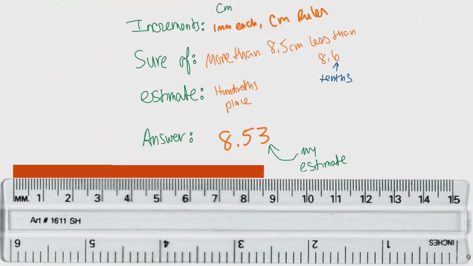All right, if you did this correctly, we get a line segment that is 8.53 centimeters long. Each one of these increments here is a millimeter, and so I was sure that it was 8, 8.1, 8.2, 8.3, 8.4, 8.5, a little bit beyond 8.5, but not beyond 8.6, so it falls somewhere in the middle. So I was sure of these two here, and that 3 there is my estimate.